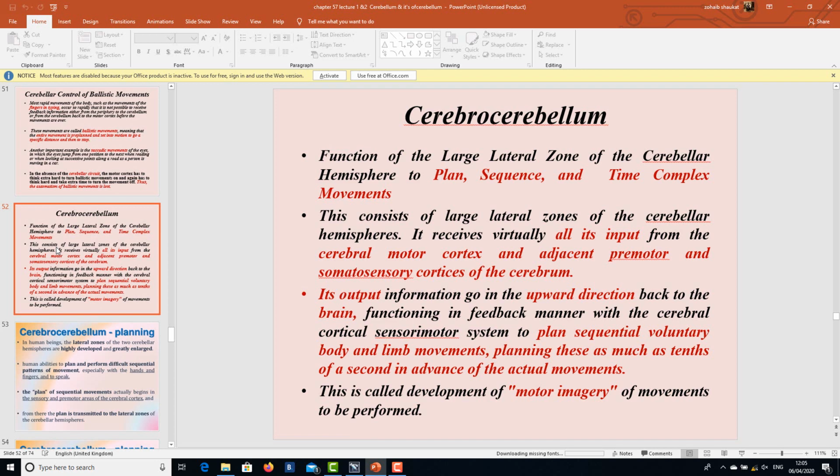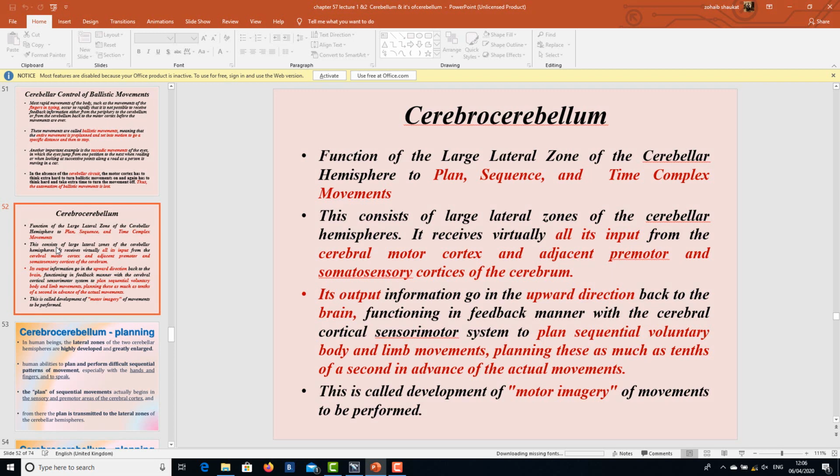Now Cerebro Cerebellum. The Cerebro Cerebellum is the function of the large lateral zone of cerebellar hemisphere, that is to plan, to sequence and to time the complex movements. This is consisting of large lateral zones of cerebellar hemispheres. It receives virtually all its input from the cerebral motor cortex and adjacent premotor and somatosensory cortices of the cerebrum.